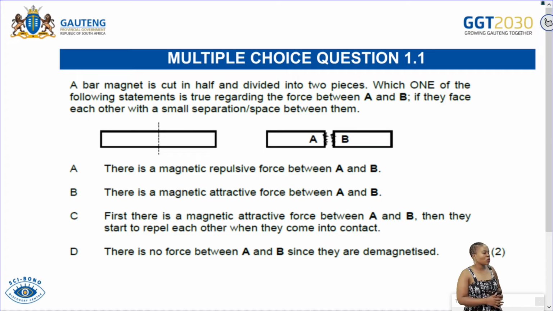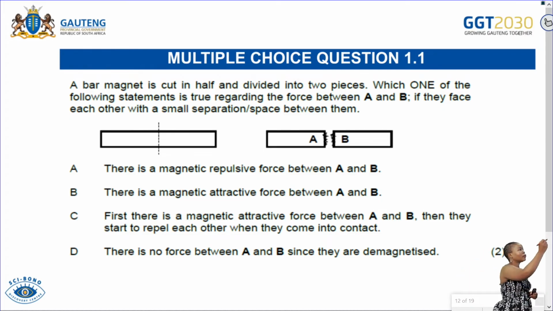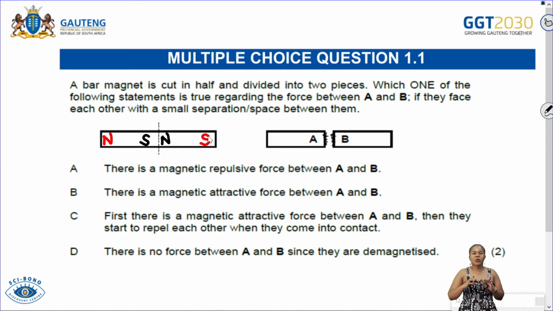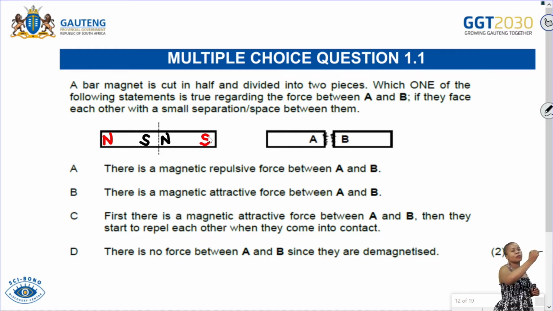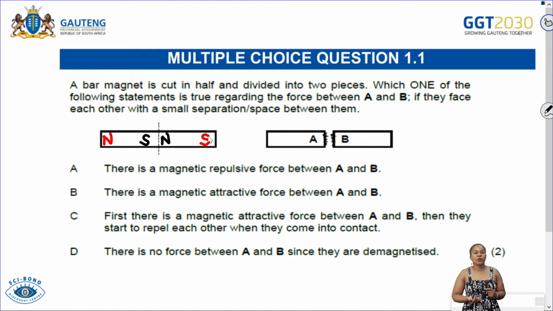Okay, so rest assured, over here, you had your north and then you had your south. Now, when it is cut into tinier pieces, this will be your north and this will be your south, because now each and every piece will have that. So these are unlike poles and therefore will do what? Will attract.